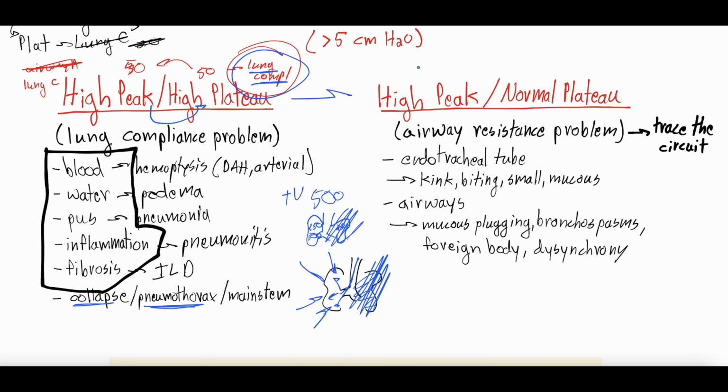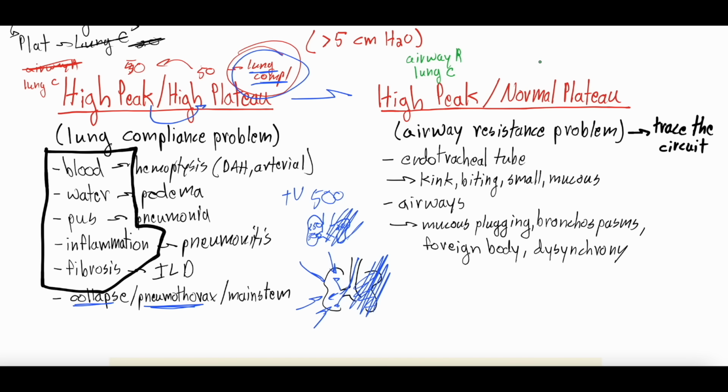I feel like I'm repeating myself over and over, but this is just to really drive home the point, right? Peak pressure is both airway resistance and lung compliance, because the peak pressure is the pressure the ventilator is experiencing when it's pushing a breath in through the airways and inflating the lungs.